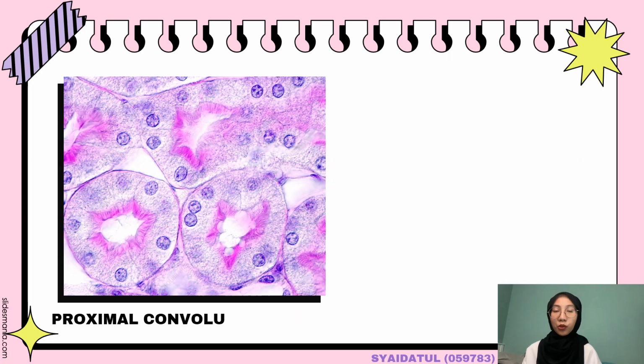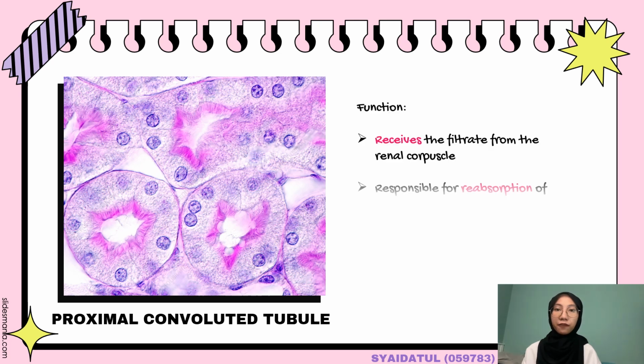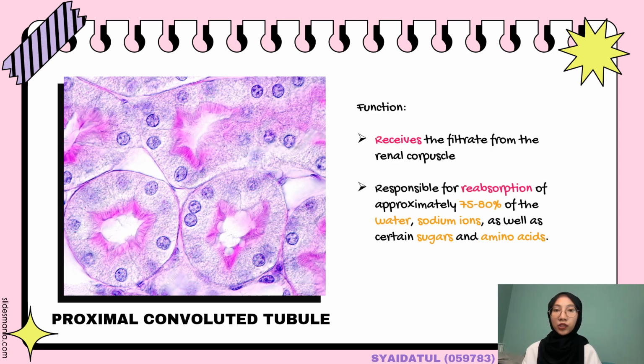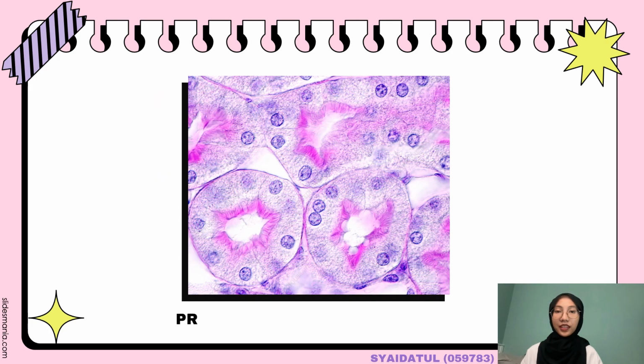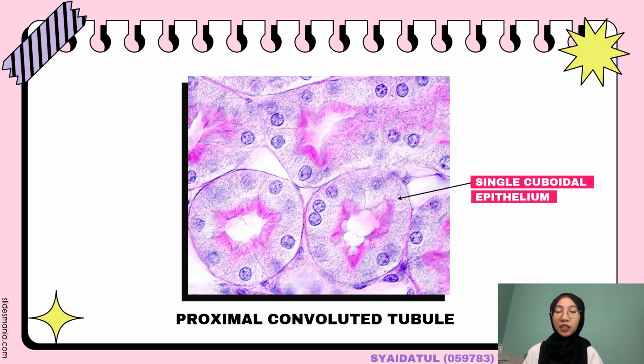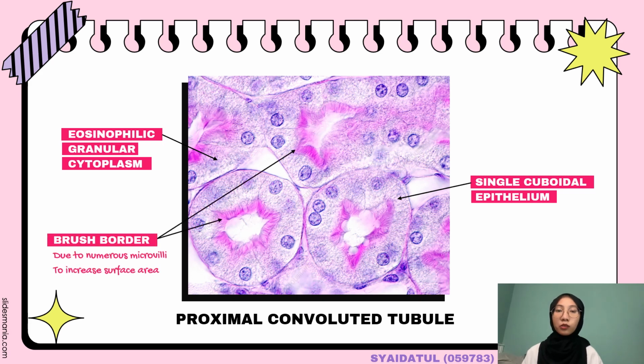The diagram shows the proximal convoluted tubule. It receives filtrate from the renal corpuscle and is responsible for reabsorption of about 75 to 80% of the water, sodium ions, as well as certain sugars and amino acids. The wall of the proximal convoluted tubule is composed of simple cuboidal epithelium with eosinophilic granular cytoplasm. The brush border appearance along the lumen of the tubule is due to numerous microvilli that increase their surface area. The nucleus is single, spherical, and situated in the middle to basal part of the cell.